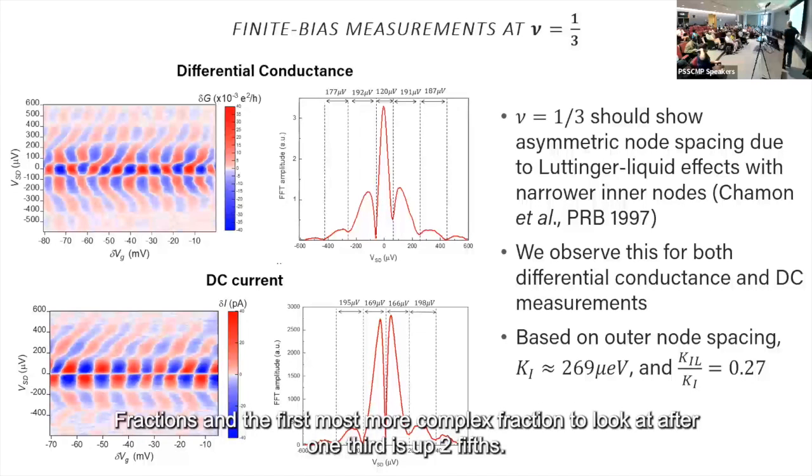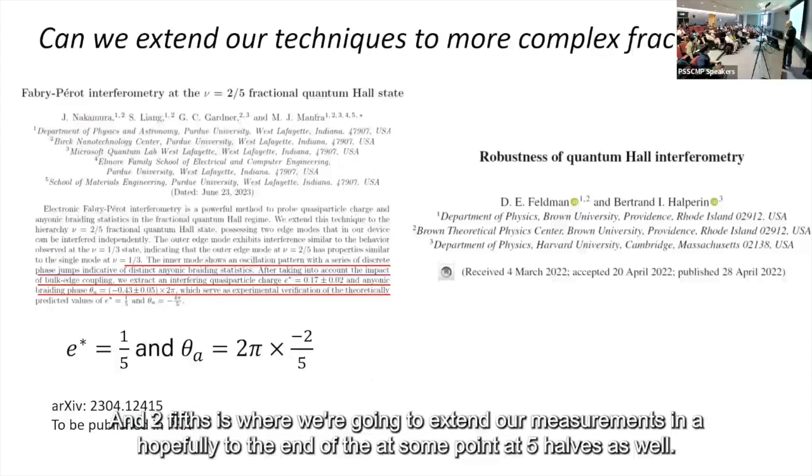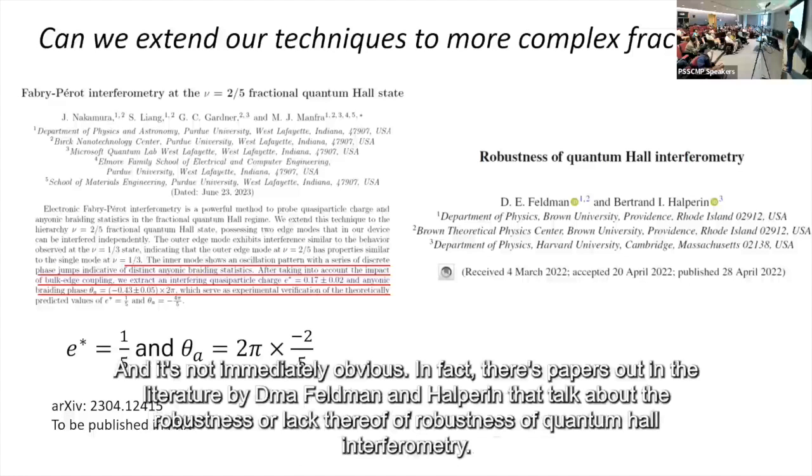And the first more complex fraction to look at after 1/3 is 2/5. And 2/5 is where we're going to extend our measurements, hopefully at some point to 5/2 as well. But I posed it as a question: can we extend our techniques to more complex fractions? And it's not immediately obvious. In fact, there are papers out in the literature by Dima Feldman and Halperin that talk about the robustness, or lack thereof, of quantum Hall interferometry.